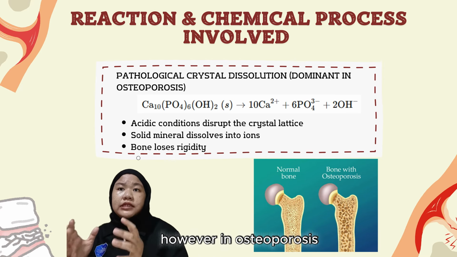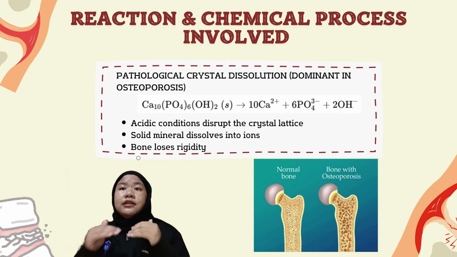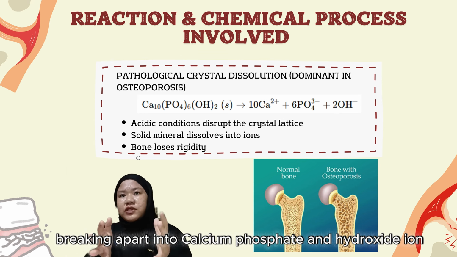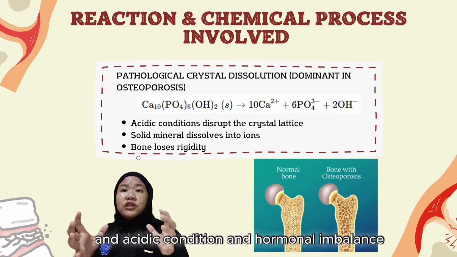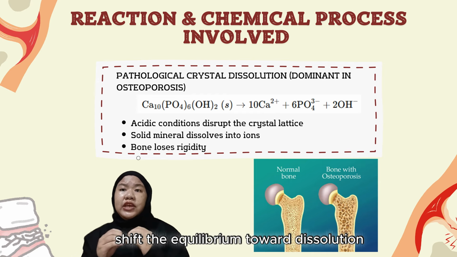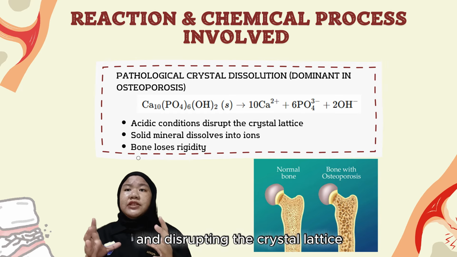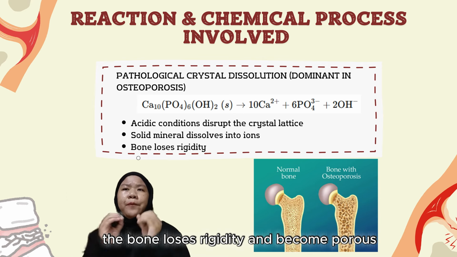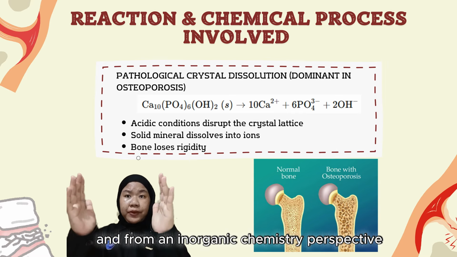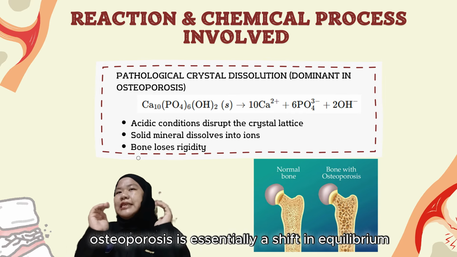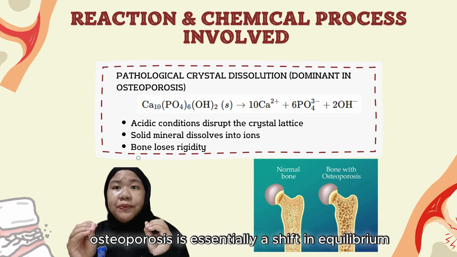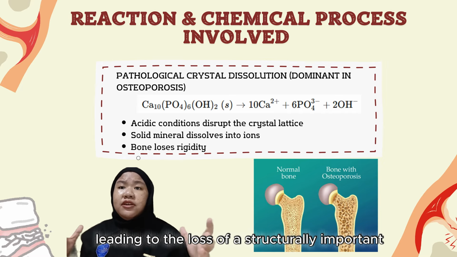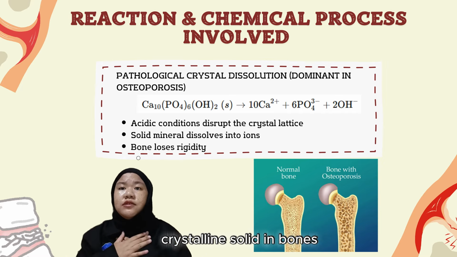However, in osteoporosis, the reverse reaction becomes dominant. The solid hydroxyapatite undergoes dissolution, breaking apart into calcium, phosphate, and hydroxide ions, and acidic conditions and hormonal imbalance shift the equilibrium toward dissolution, disrupting the crystal lattice, and as a result, the bone loses rigidity and becomes porous. From an inorganic chemistry perspective, osteoporosis is essentially a shift in equilibrium from crystal formation to crystal dissolution, leading to the loss of a structurally important crystalline solid in bones.